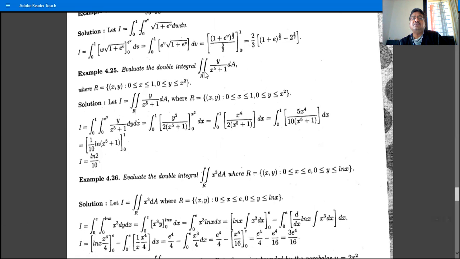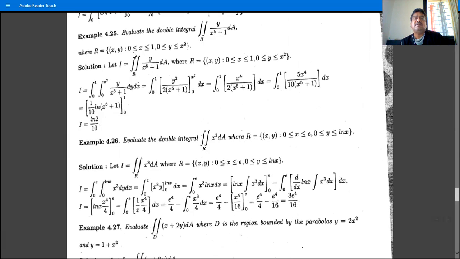Then double integration over R of y by x raised to 5 plus 1 dA. R is this, that is x runs from 0 to 1, y runs from 0 to x square. This y by x raised to 5 plus 1 dy dx, that is integrated with respect to y first. So 1 by x raised to 5 plus 1 is constant, and just write integration of y is y square by 2, value at upper limit minus value at lower limit, then integration with respect to x.